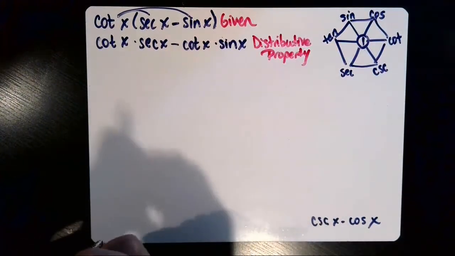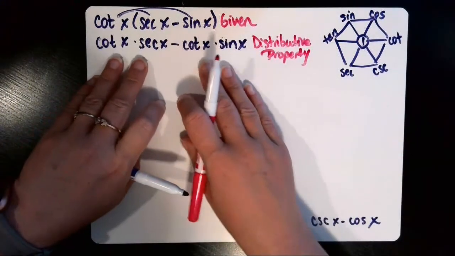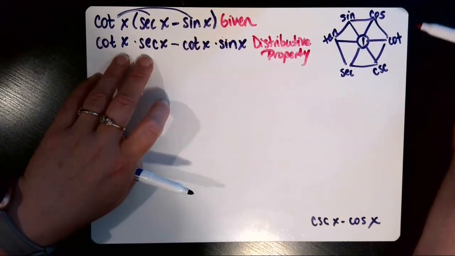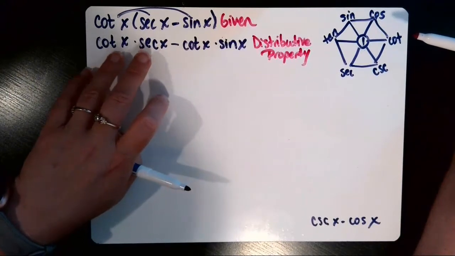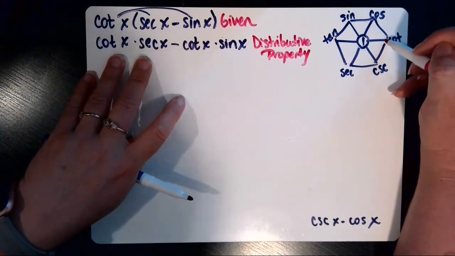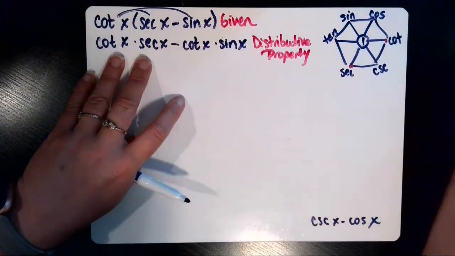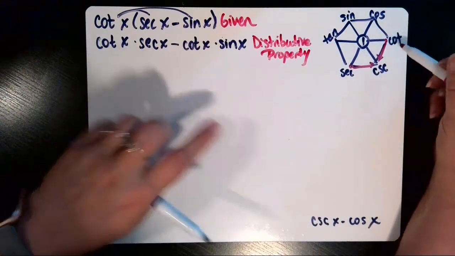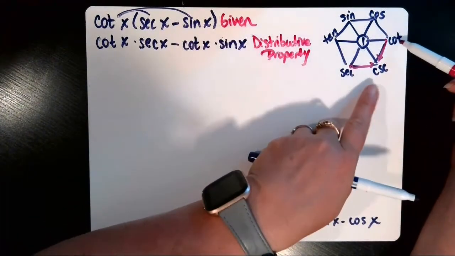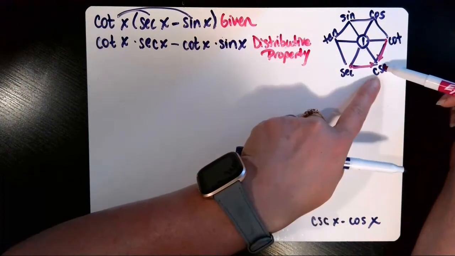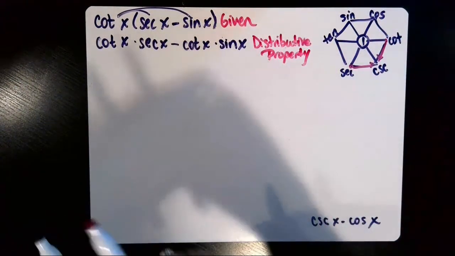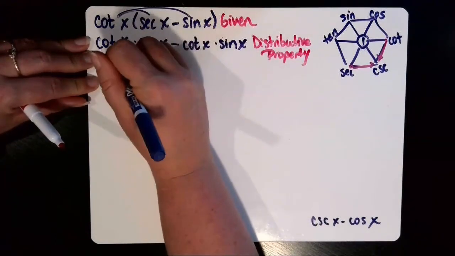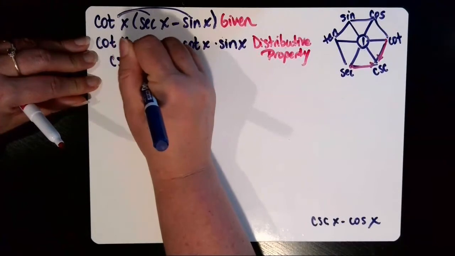Okay, so looking at what I've got here, since I have products, I'm going to check these to see if they are product identities on the hexagon. So cotangent is here, and secant is here, and if you recall the product properties, they meet in the middle here. So the product of cotangent times secant is cosecant. That would be a product identity. So I can replace cotangent times secant with its product, which is cosecant of x.